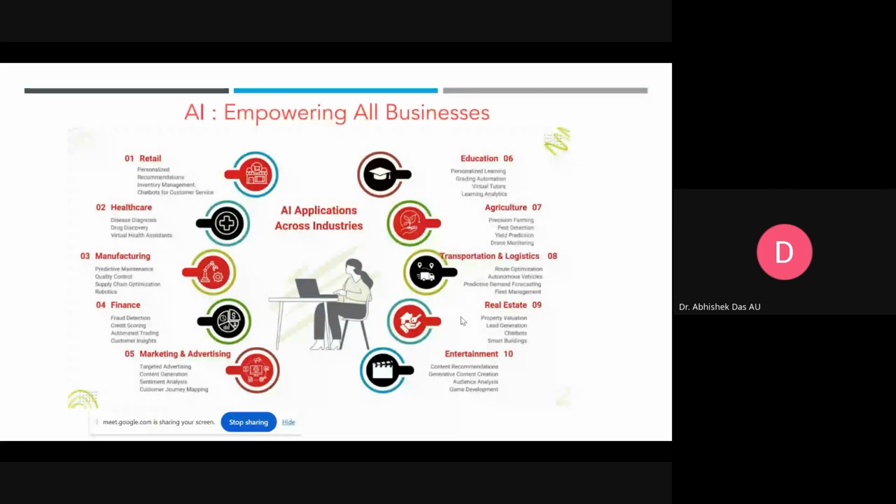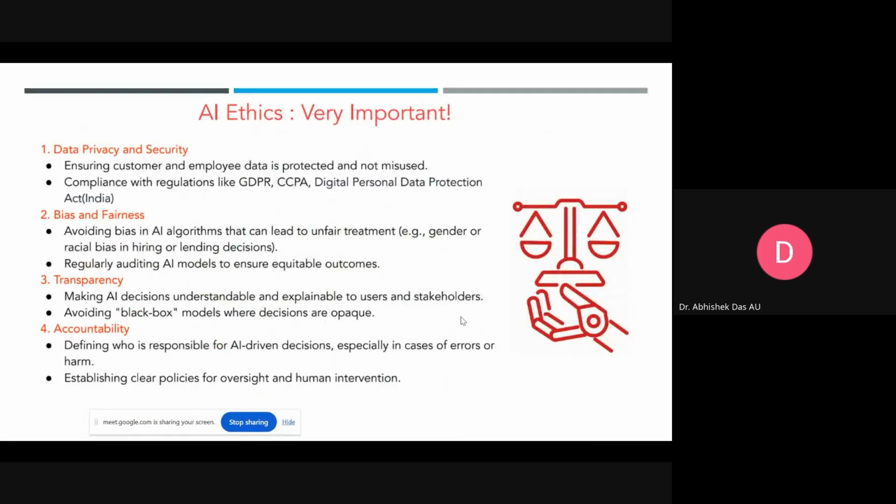empowering all the businesses. In retail, personalized recommendations, inventory management, chatbots for customer service. In healthcare, there is disease diagnosis, drug discovery, as well as virtual health assistance. In manufacturing too, we have predictive maintenance, quality control, supply chain optimization, and robotics. Similarly, for finance, we have fraud detection, credit scoring, automated trading, as well as customer insights. Similarly, we have marketing and advertising, education, and in agriculture, precision farming, as well as pest detection, yield prediction and drone monitoring. For transportation and logistics, we have the use of AI, as well as real estate and entertainment.